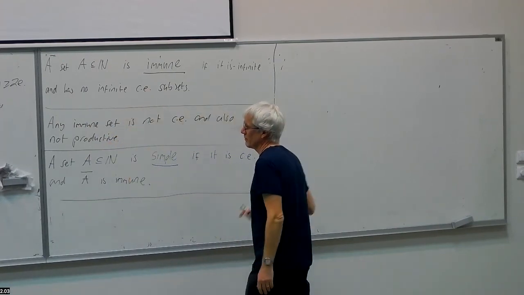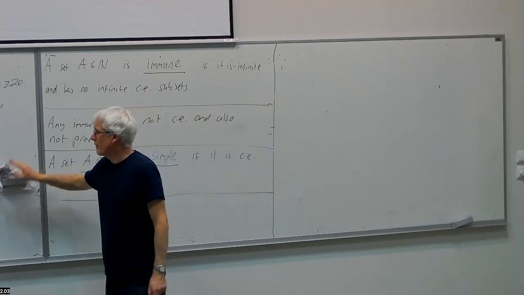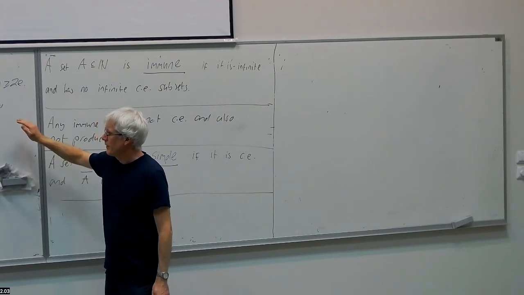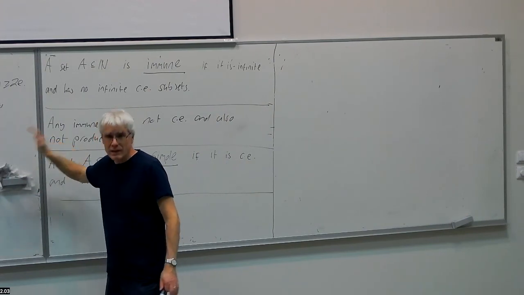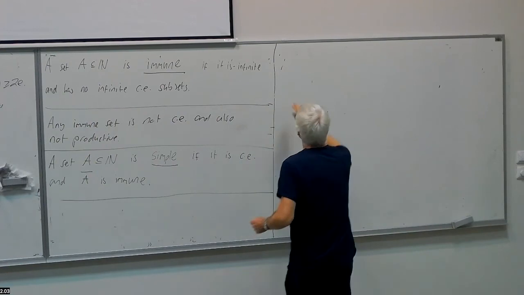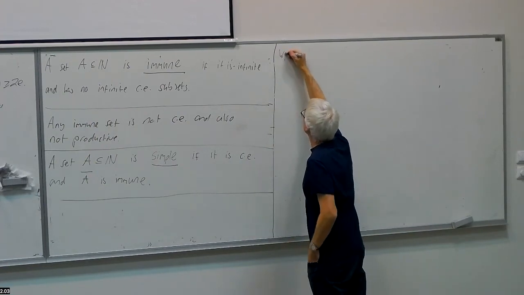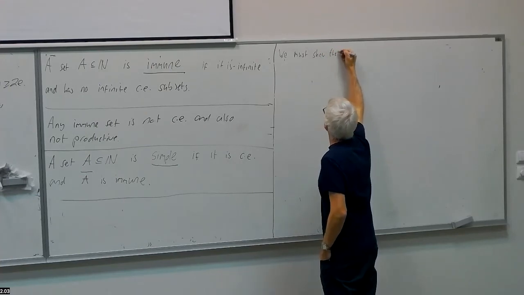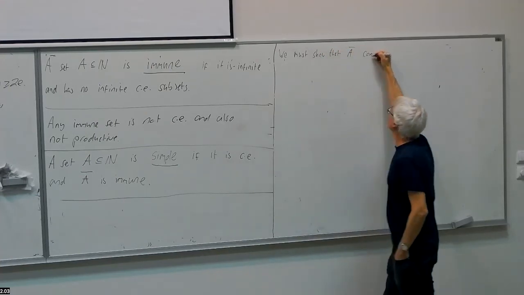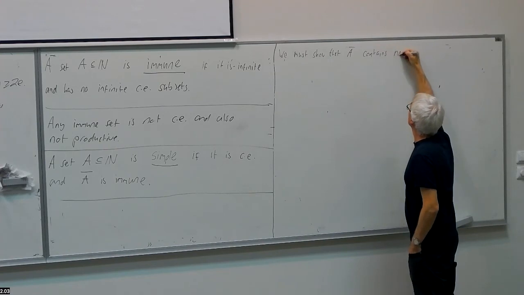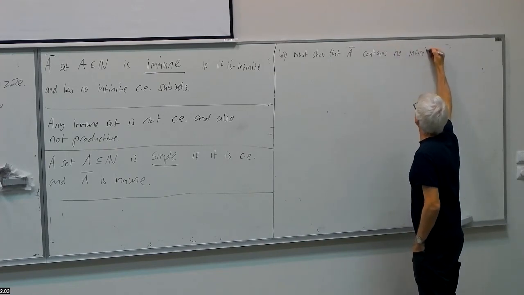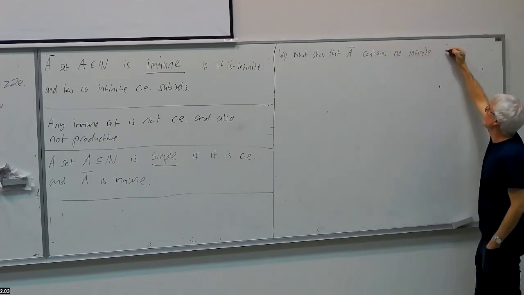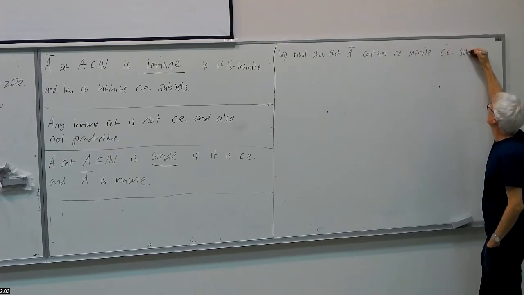So we'll go to the right-hand part of the board, and we still need to show that the complement of A contains no infinite computably enumerable subset. So we must show that the complement of A contains no infinite c.e. subset.